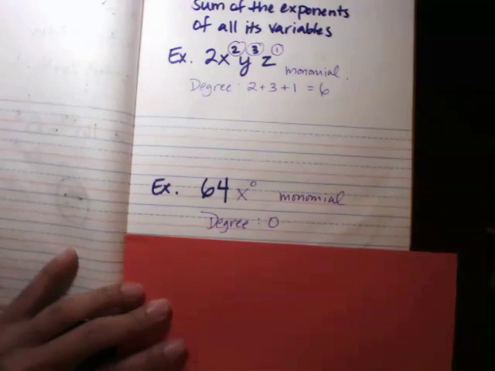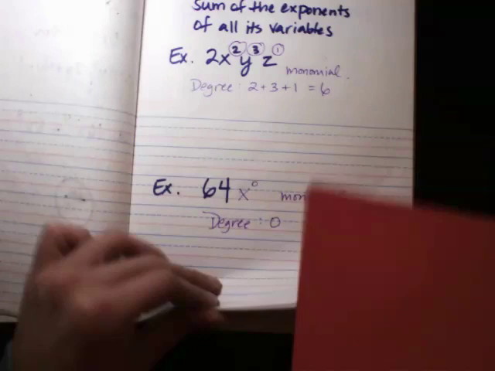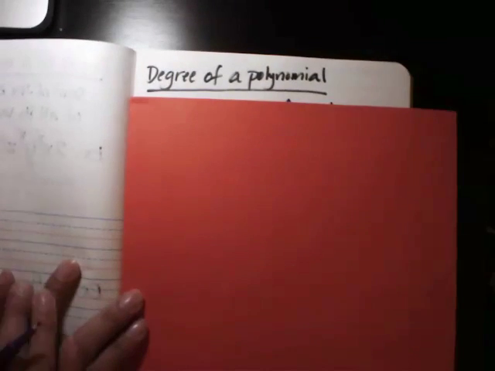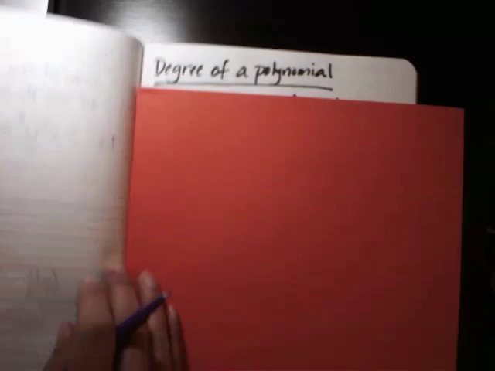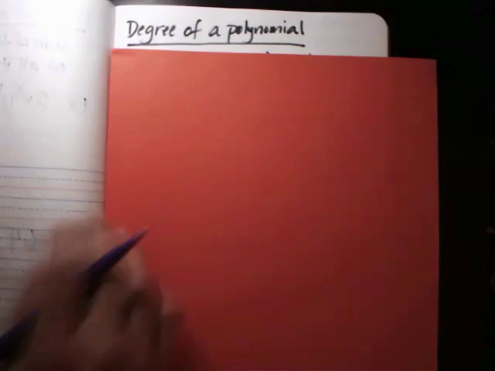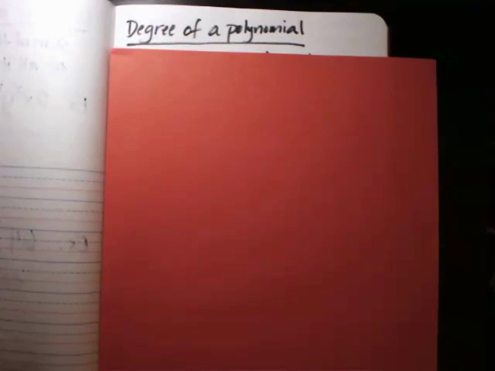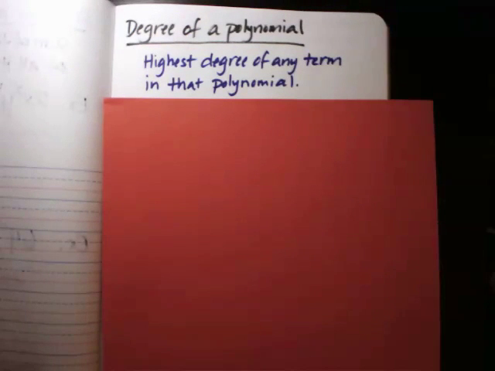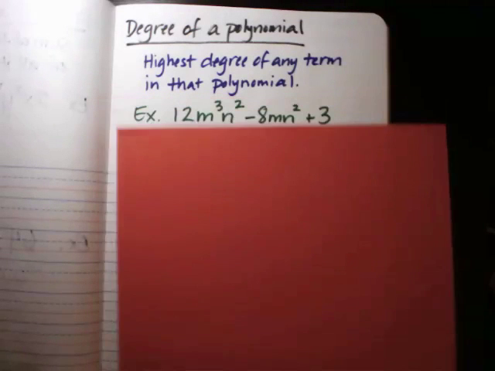Okay. So we talked about degrees of monomials. We obviously need to talk about degree of polynomials now. So a polynomial can be a monomial. It could also be a binomial. It can also be a trinomial. So let's take a look at the rule. For a polynomial, you're looking for the highest degree of any term in that particular polynomial. Okay, what does that mean?